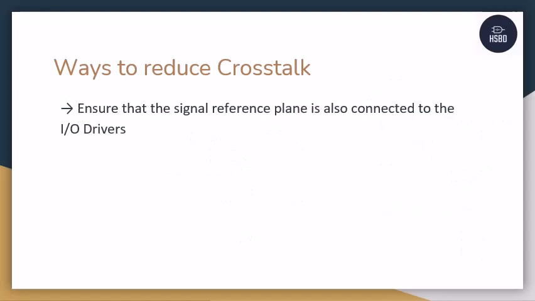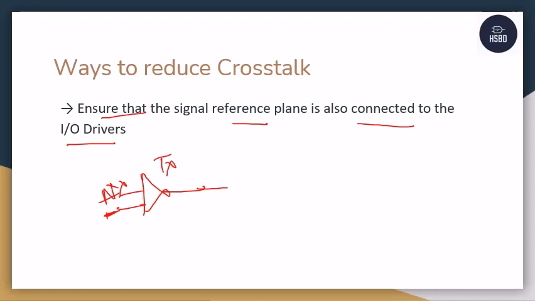The third way to reduce the crosstalk is to ensure that the signal reference plane is also connected to the IO driver. What is the meaning of this option? If you have an IO driver, we call it a transmitter, positive and negative, and your signal is being connected to a particular net, let it be a victim net. Whenever you are connecting your signal TX to the victim, in that same manner you need to connect your ground pin also. So there is always a ground pin.